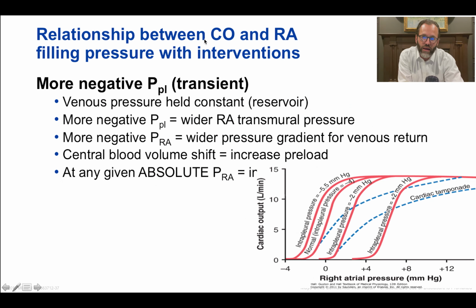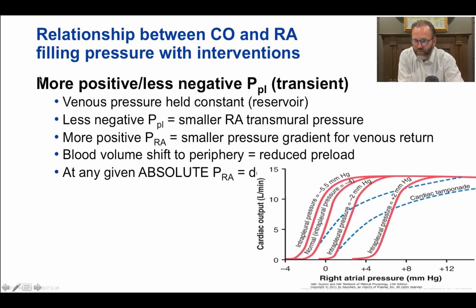So again, if we walk through this step by step, if we're looking at a more negative pleural pressure and that venous pressure is being held relatively constant in the reservoir, that more negative pleural pressure is going to result in a wider right atrial transmural pressure. That is going to result in a wider pressure gradient for venous return. You're going to have a central blood volume shift, an increase in preload, and at any given absolute right atrial pressure, you're going to have an increase in cardiac output.